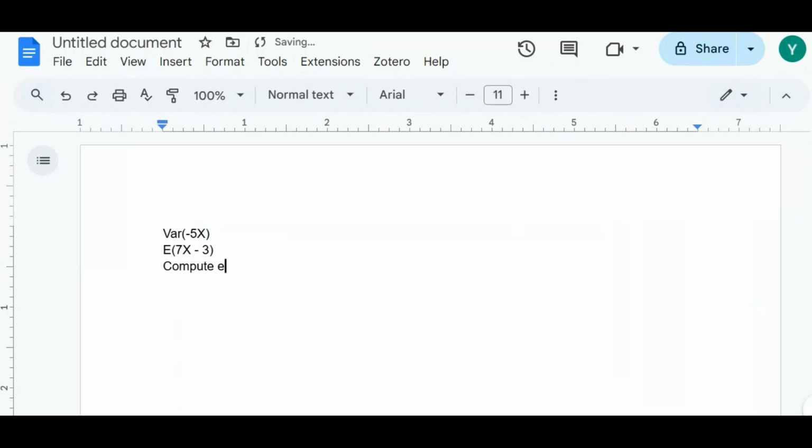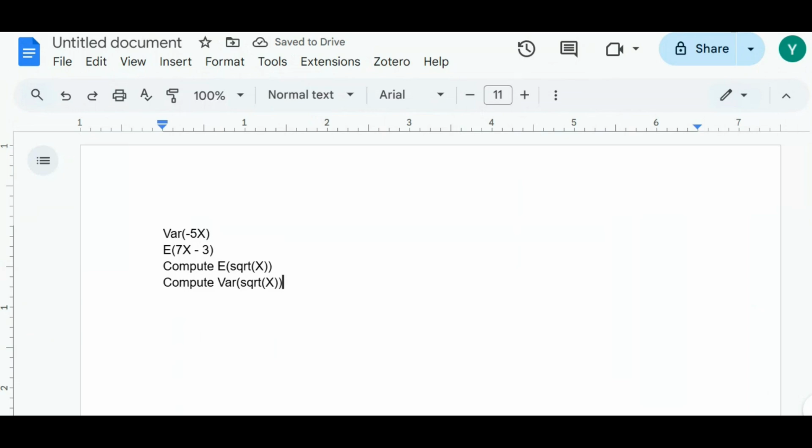E of square root of x, and compute var of square root of x. Okay, and there's a point for me telling you to do that. All right, can you do this?